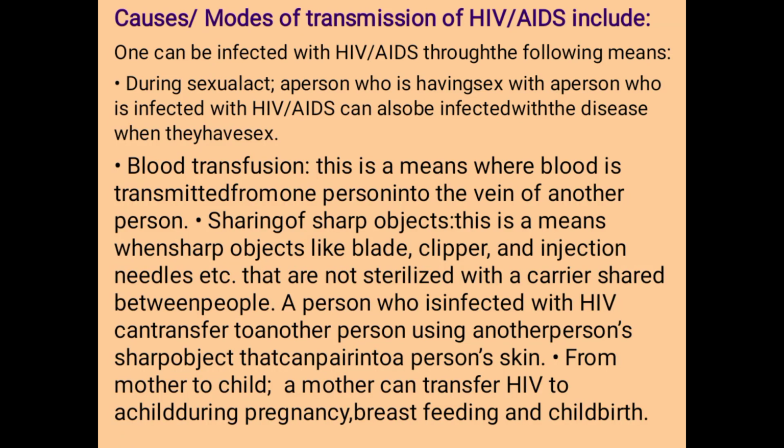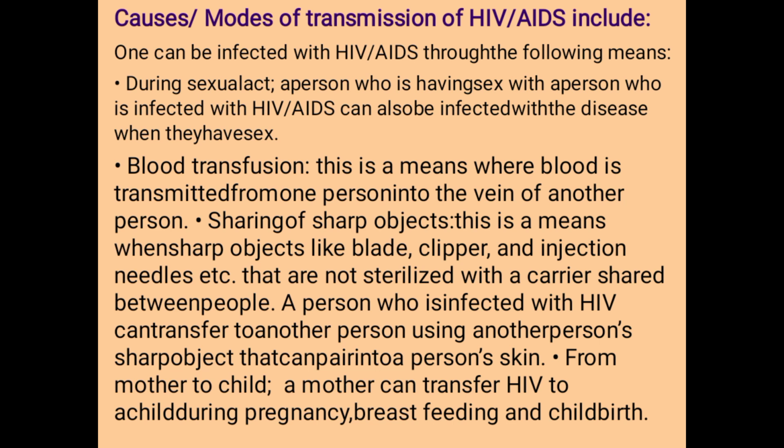Some of the causes or modes of transmission of HIV and AIDS include, first, sexual acts. A person who is having sex with an affected person without protection can easily be infected. Another way is blood transfusion, which is a means where blood is transmitted from one person into another person's vein. The next one is sharing of sharp objects.